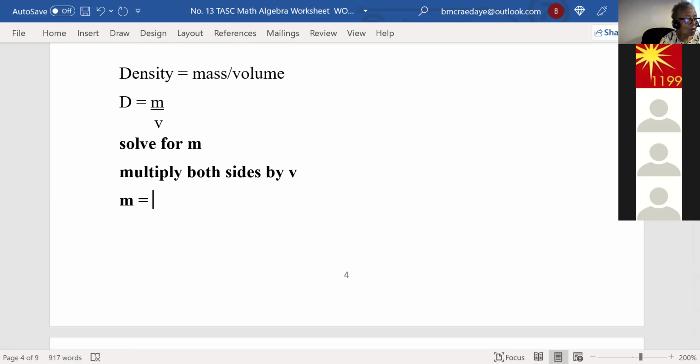See, the left side would be dV. You multiply both sides by V, right? And on the right side, it'll just be M. I'm switching and I put the M on the left. So if you multiply by V, the right side, you just get M. And then V times D would just be D times V. So mass is density times the volume.